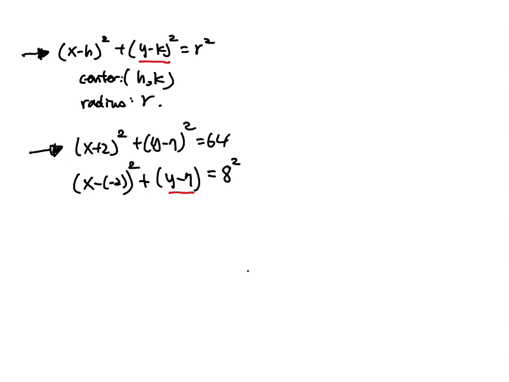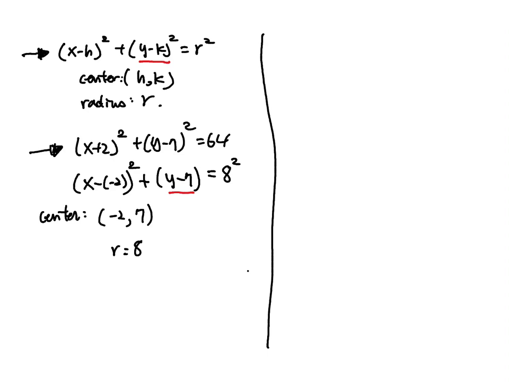Once you have rewritten the formula, we can figure out our values for h, k, and r. In this case, h is negative 2, k is 7, and r is 8. So the center of this circle is at negative 2, 7, and the radius of the circle is 8.